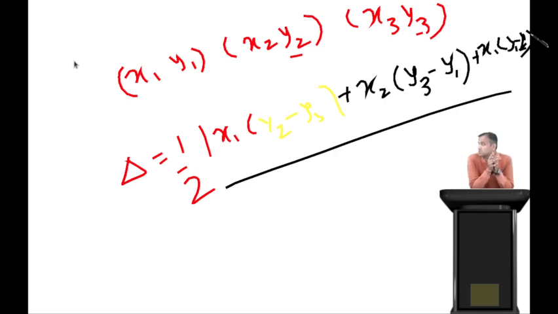Okay students, so now what you have to do, you just have to pick some more problems related to this topic. Then use this formula and try to find the area of triangle, and also try to find the area of quadrilateral. You can find the area of pentagon, hexagon also by using this formula.